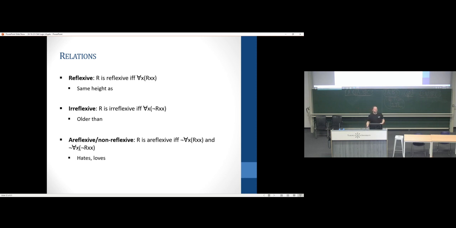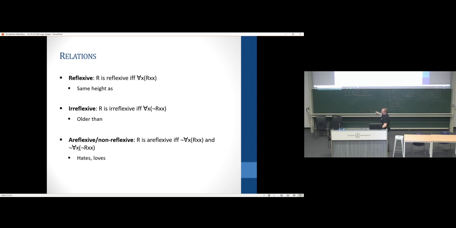So reflexive is in the diagram when you put the arrow back on itself. Reflexive means every node has a loop. Every node has a loop. If there's even one node that doesn't have a loop, then the relation is not reflexive. Irreflexive means there are no loops.